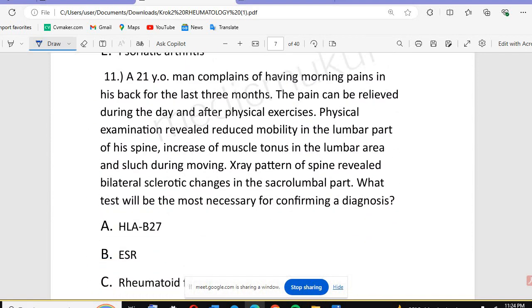Then after that, question number 11. What you will see in the X-ray: the spine reveals bilateral sclerotic changes in the sacrolumbar part. There is morning stiffness, which we have discussed in ankylosing spondylitis. The pain can be relieved during the day and after physical exercise. We have discussed morning stiffness in two conditions till now: ankylosing spondylitis as well as rheumatoid arthritis.